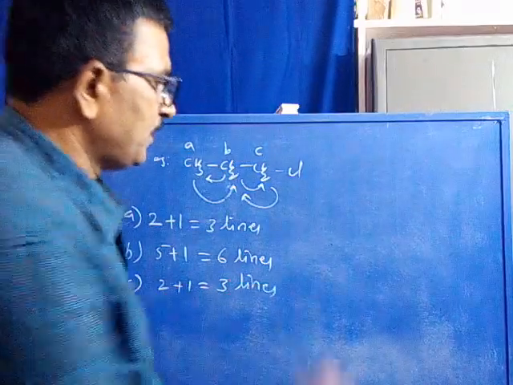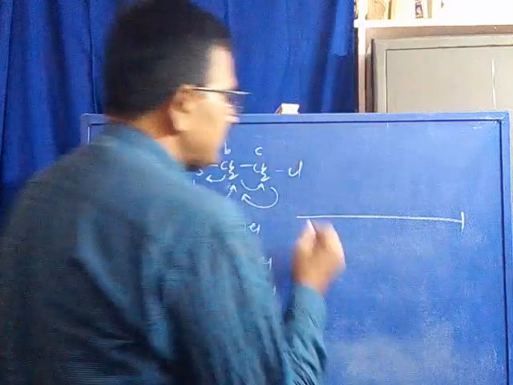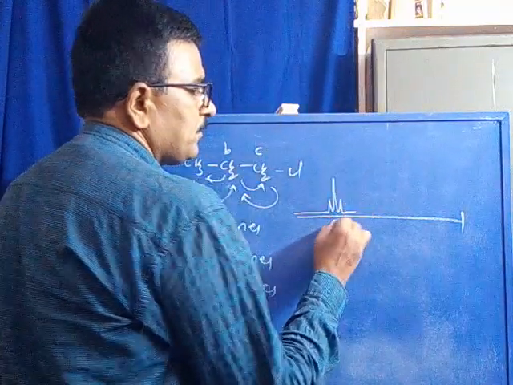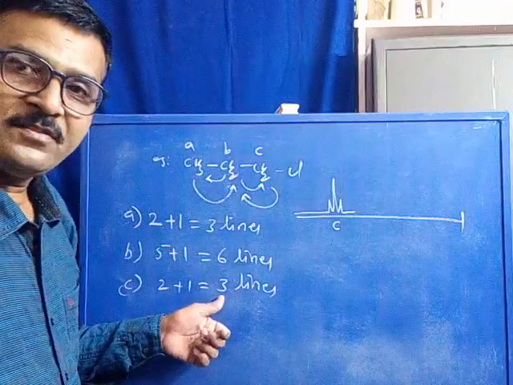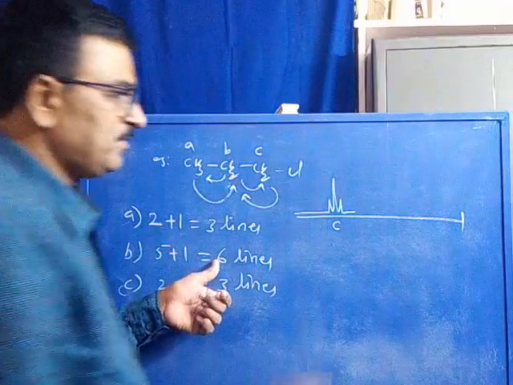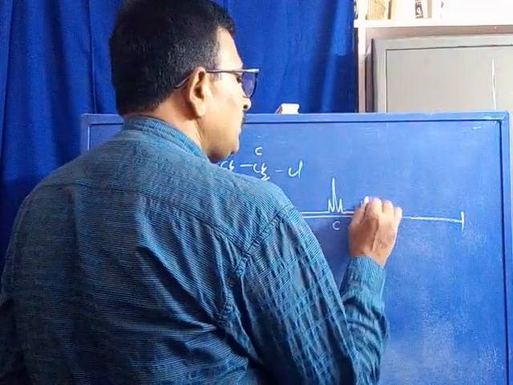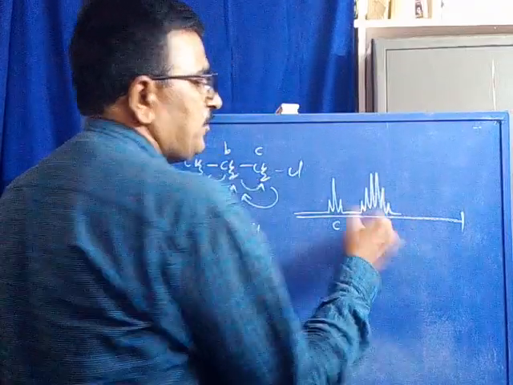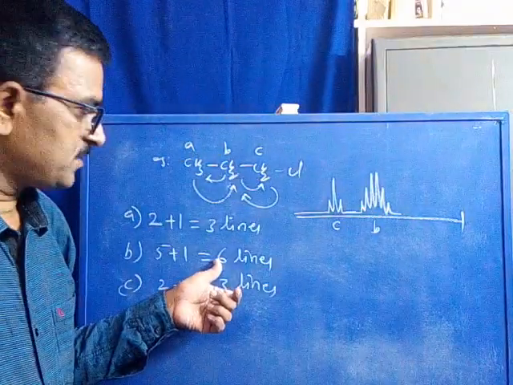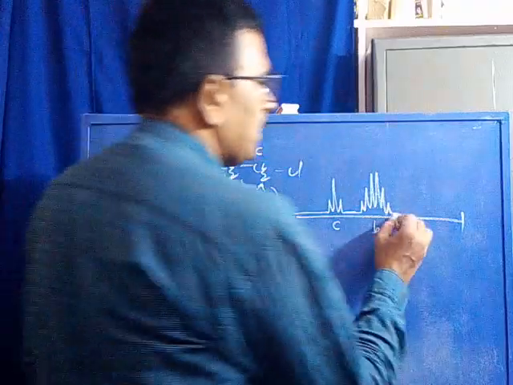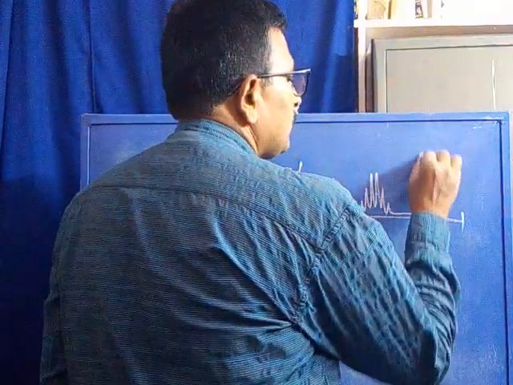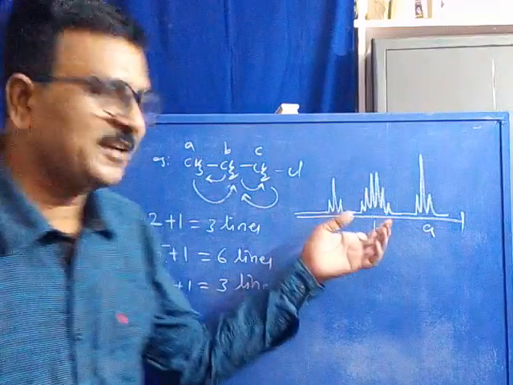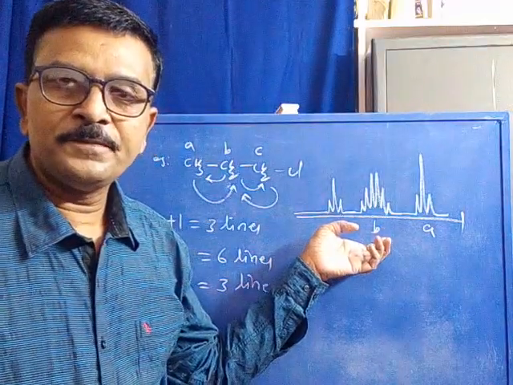3 lines. Let us say it has a spectrum like this. For C there are 3 lines. For B there are 6 lines. 1, 2, 3, 4, 5 and 6. This is for the B proton signal. The A proton signal has 3 lines. 1, 2 and 3. This is the A proton. So this is the spectrum of N propyl chloride.